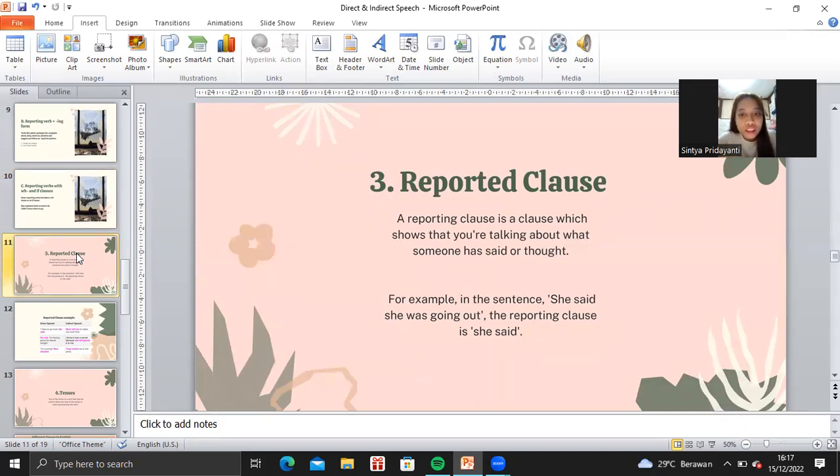And this is the reporting clause. The reporting clause is the clause which shows that you are talking about something someone has said or thought. For example, she said she was going out. The reporting clause is "she said."